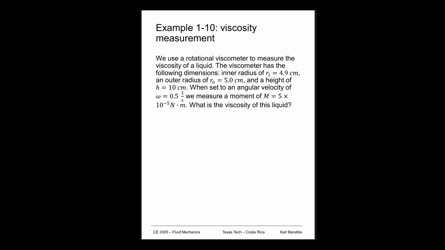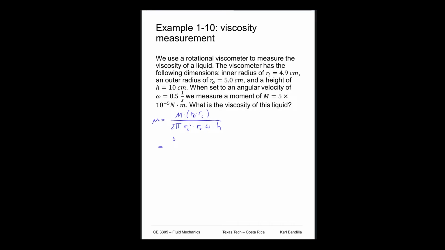So that is then the viscosity of the liquid. Now we have our equation. So mu is equal to M times (r outer minus r inner) divided by 2 pi times r inner squared times r outer times omega times h.